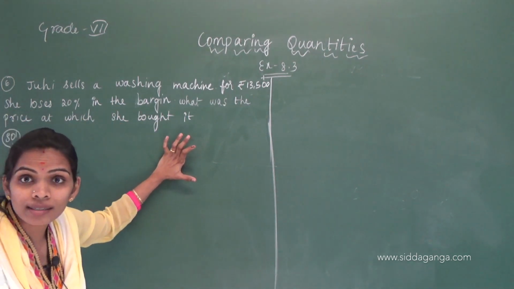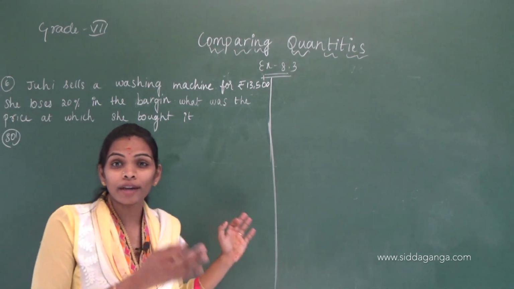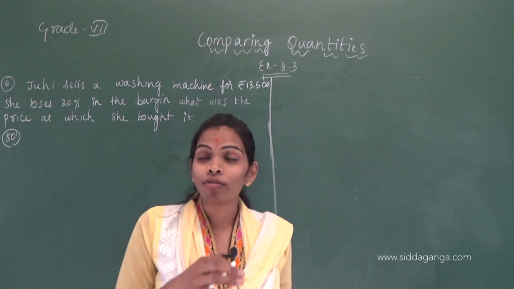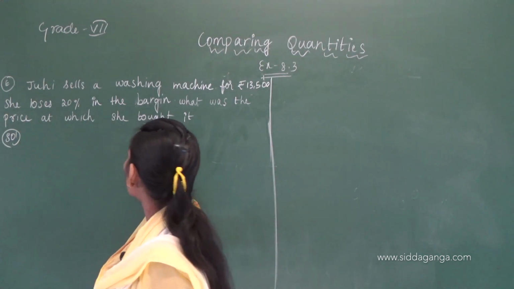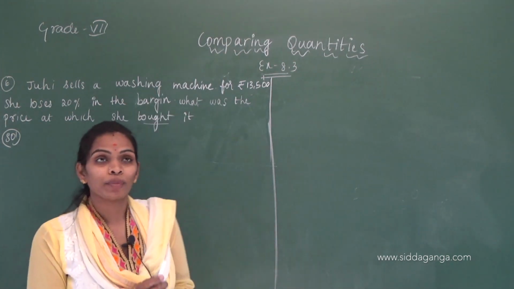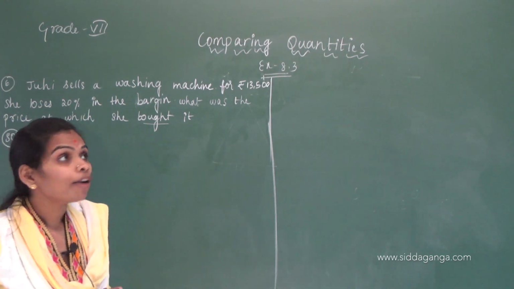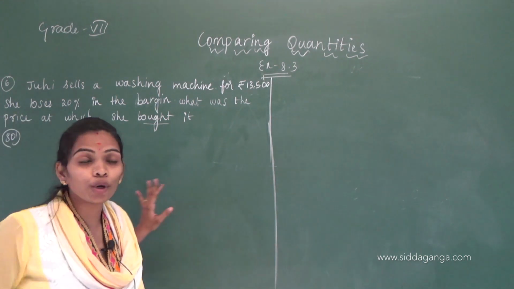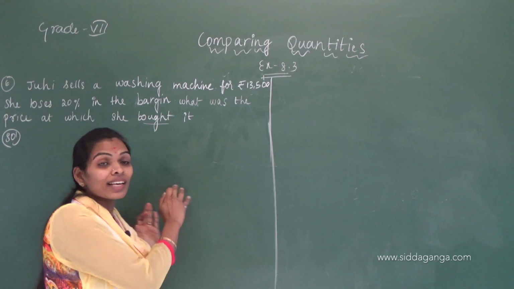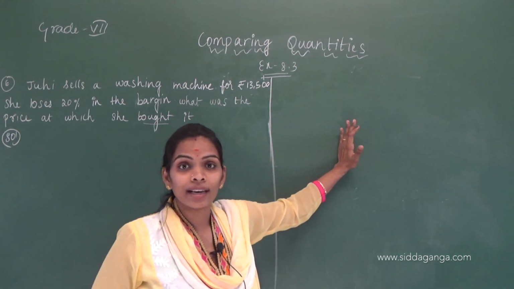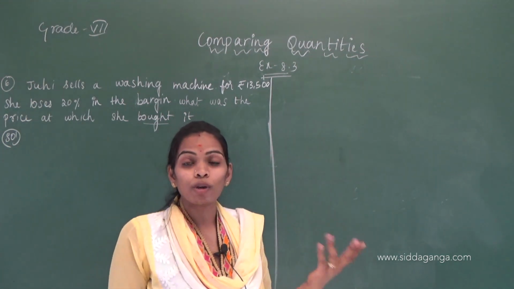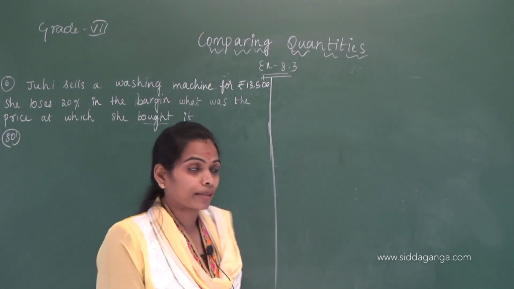That means they are asking what the price of that washing machine was at the time she bought it. That means we have to find the CP. CP means cost price of the washing machine. How? First I will do how we did in yesterday's class, and then I will tell another way to solve that by using one formula.